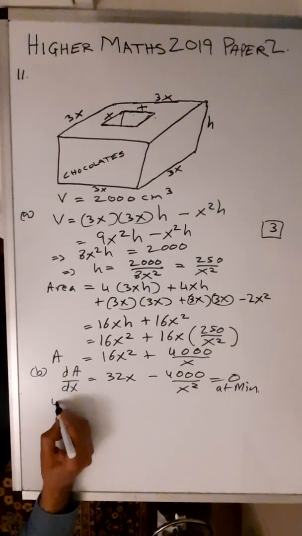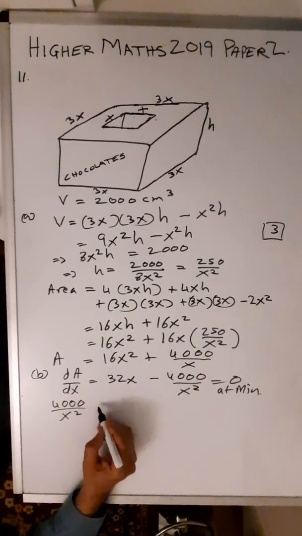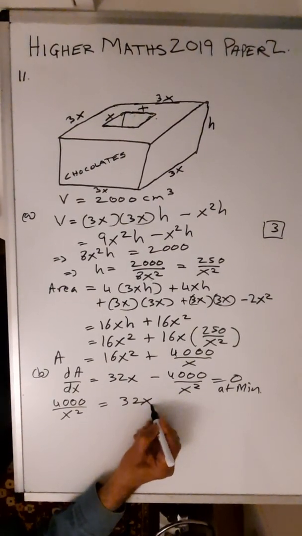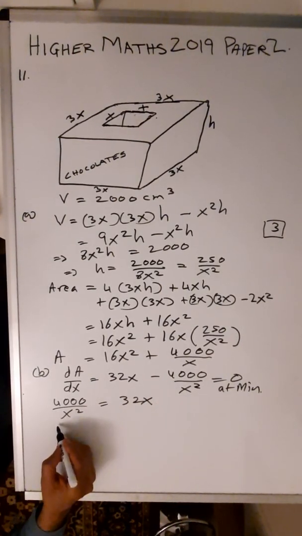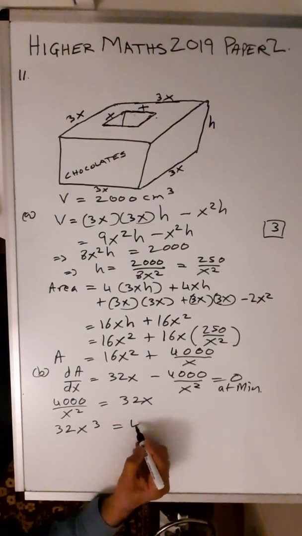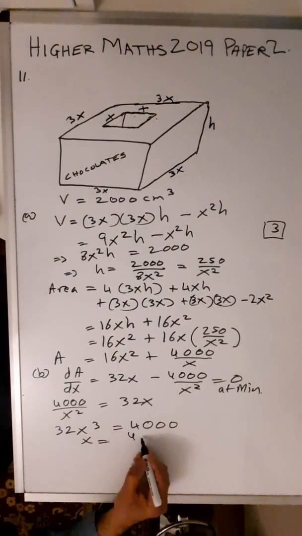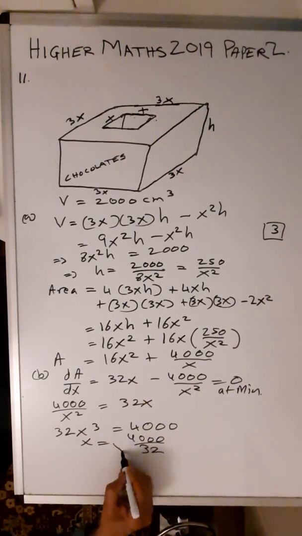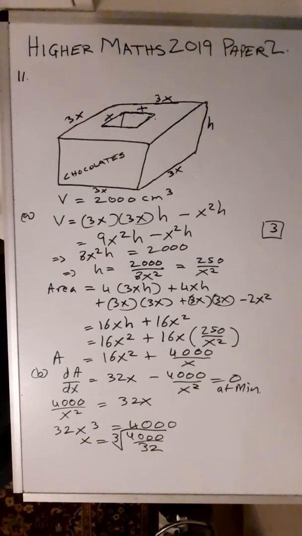You bring your 4,000 over x squared to the left, equate it to 32x, and then you bring your x squared to the right, which means that 32x cubed is equal to 4,000, which means that x is equal to 4,000 divided by 32, and you're going to take the cube root of the whole thing to find x. So the cube root of that will give you x.